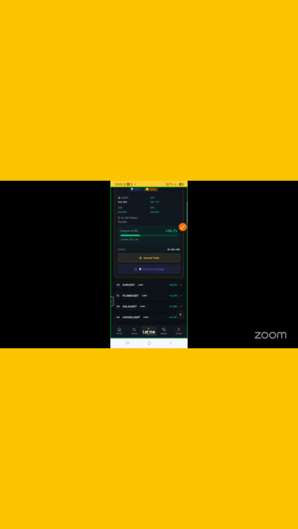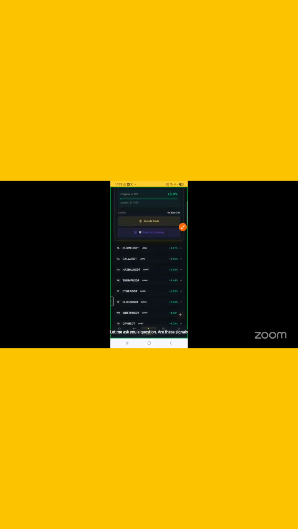Let me ask a question. Are these signals good, or are they bad? Let us look at more. Look at Gala, Gala USDT. It is a spot signal, was given 1 hour 35 minutes ago, and it is already at 51%. Let us see, has it hit TP1? Okay, it is soon hitting TP1.